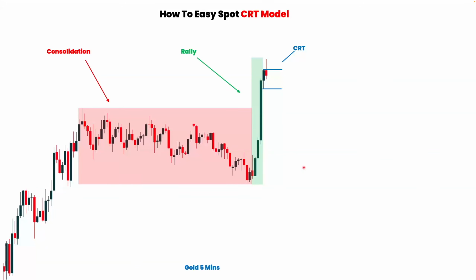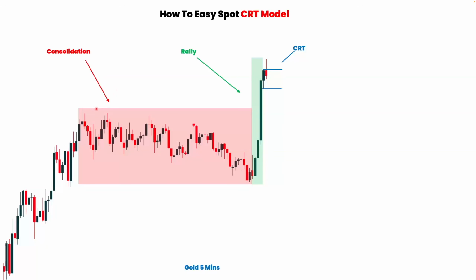So let's look at more examples using the CRT model. This is gold on the 5 minutes time frame. And as I said before, the CRT model will come mostly after an aggressive move in the market. So if you focus mainly, or if you want to build a trading strategy to make some scalping, you can mainly focus on that because that is the most powerful one. And you will catch some insane trades.